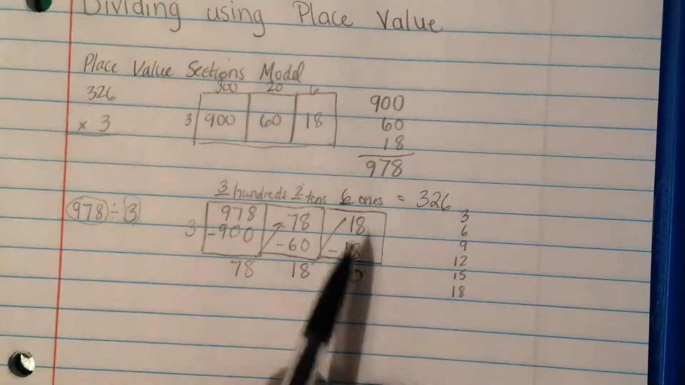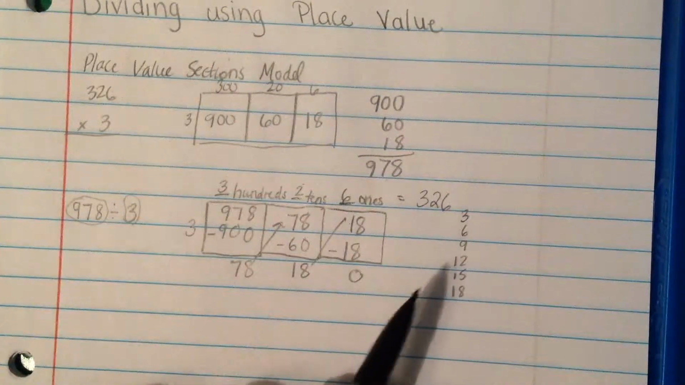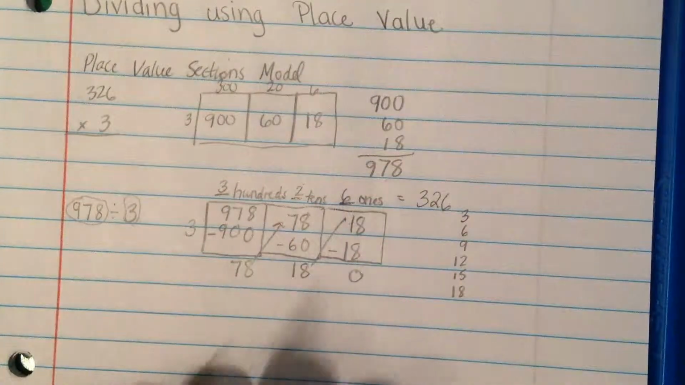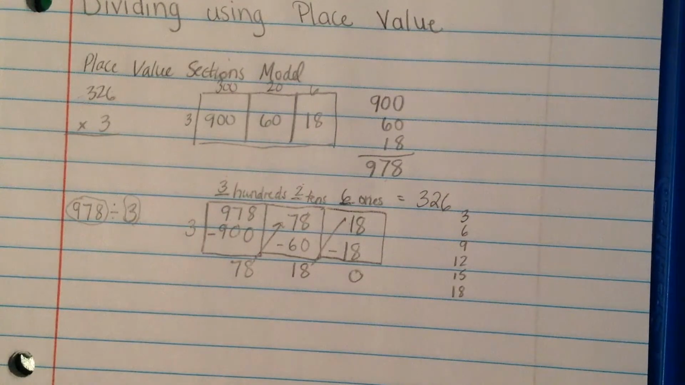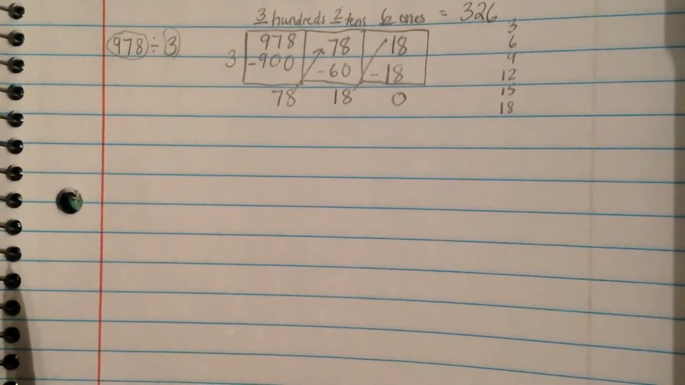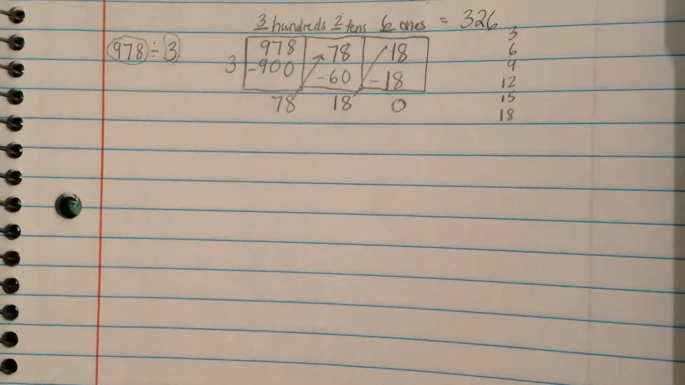So I did the place value sections model the same way I did for multiplication, but I did the reverse because it's an inverse operation. Let's try another one. I'm not going to do the multiplication problem this time. I'm just going to do the division problem using that place value sections. So let's do the problem.